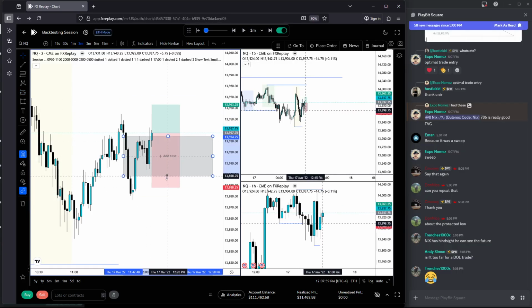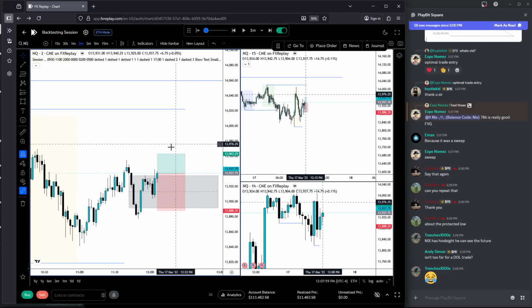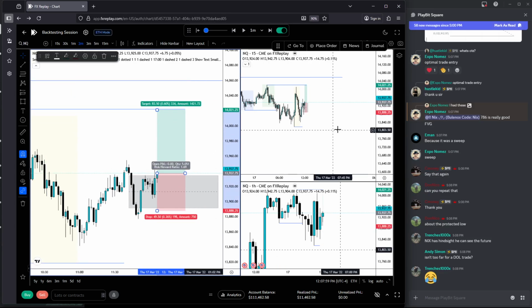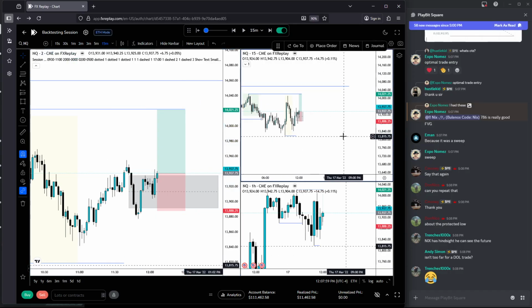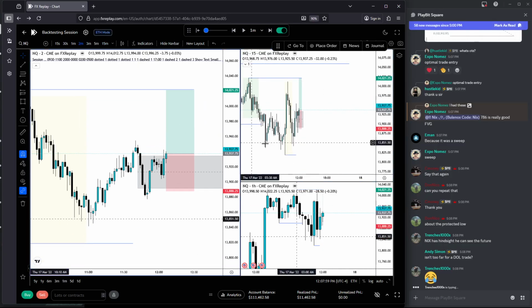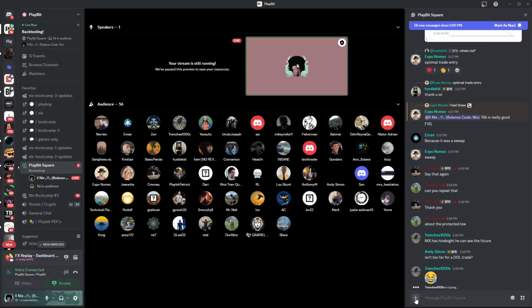Okay, might have to combine them like this. And this would be a drawn liquidity to London high. Right up there. Alright. Everything looks fine. This looks fine. Okay, let's take the post.